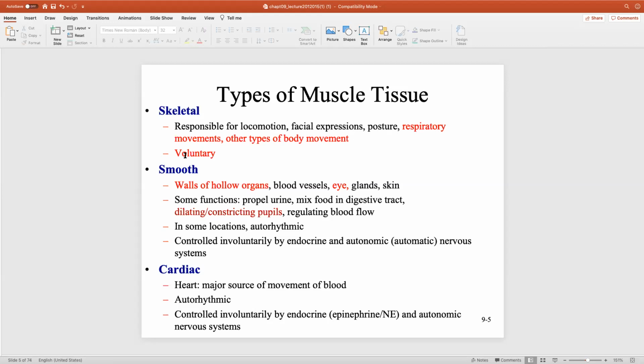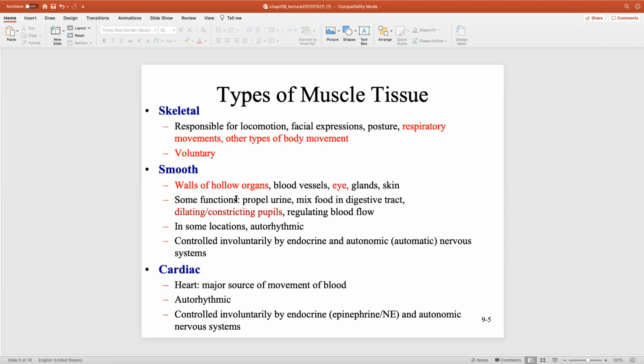Usually kids are not that stubborn. Once they feel uncomfortable holding their breath, they stimulate the diaphragm and start to respire again. So there's a limit to that voluntary nature right here. Respiratory movements, other types of body movements.